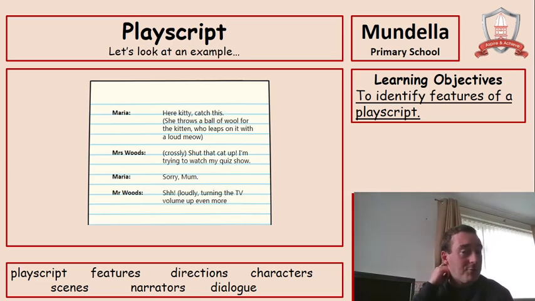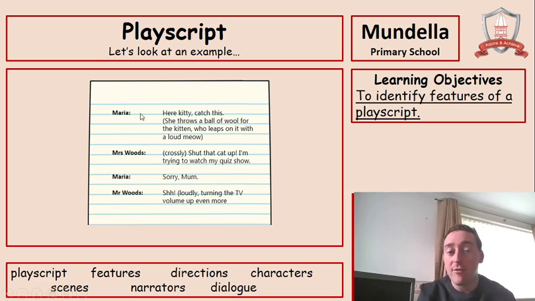So here's an example play script. It's not about Robin Hood, but this is what one looks like. So you'll have your characters' names on one side, the colon, and then we know that they're ready to talk. And in this case, Maria says, "Here, Kitty, catch this." And then it has something in brackets. It says she throws a ball of wool for the kitten, who leaps on it with a loud meow, end brackets. Now, because it's in brackets, Maria doesn't actually say that out loud. Those are just the directions for her to follow while she's acting.